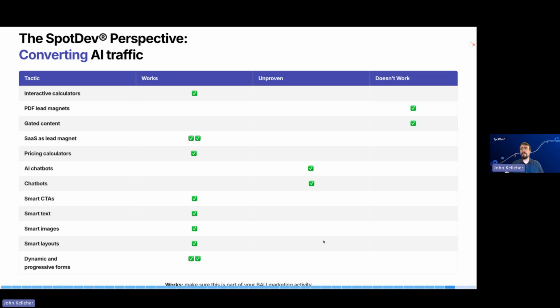AI chatbots and chatbots, we think they definitely serve a purpose. They definitely do good things, but do they convert more traffic? I'm not actually 100% convinced about that based on the data we're seeing. We're seeing much more promising data from dynamic and progressive forms than we are from chatbots added to your website, because they've done their chatting in ChatGPT. But we'll see. So we'll send this cheat sheet for you.